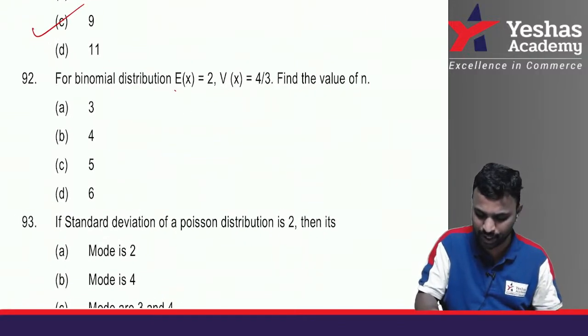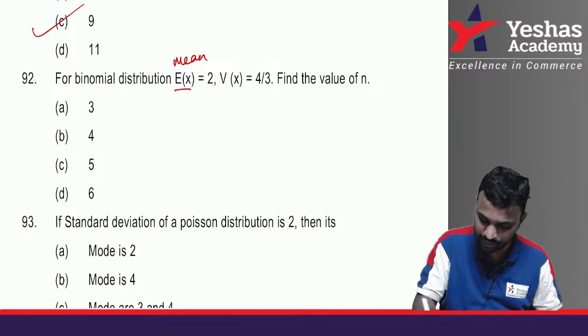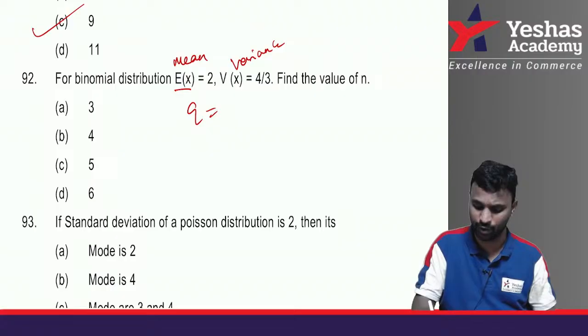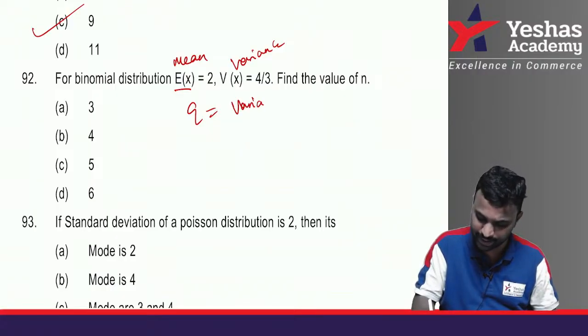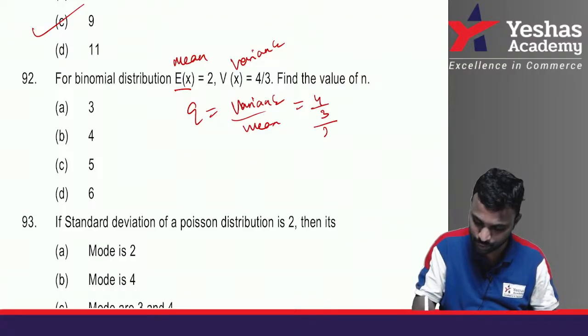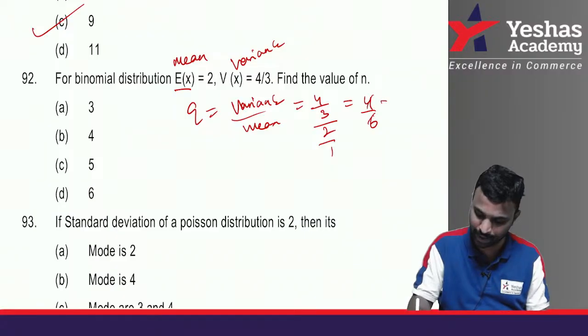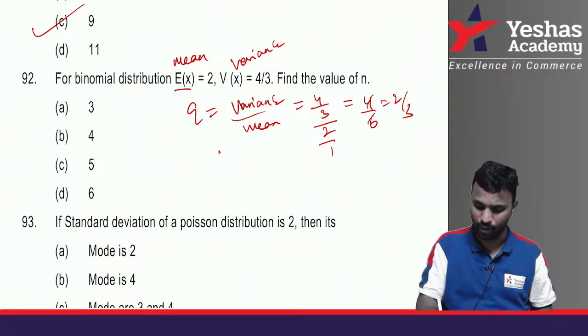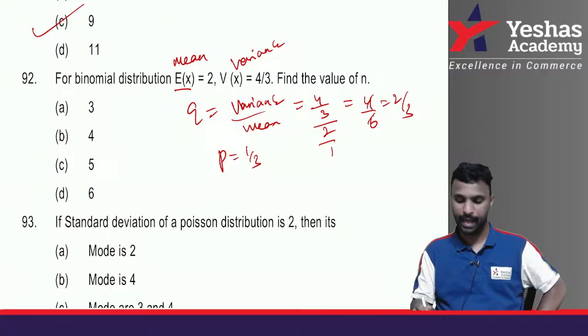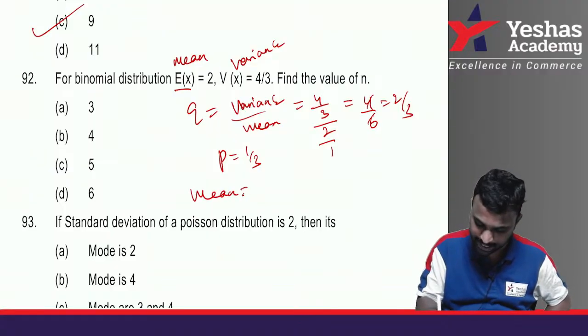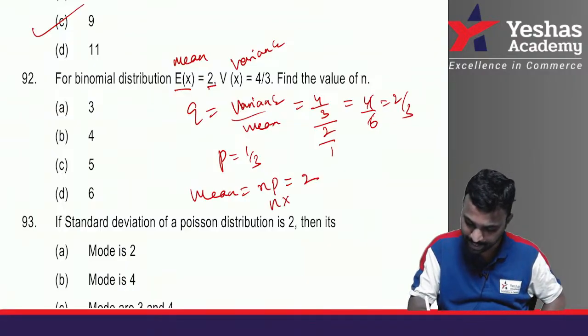For a binomial distribution, E of x means mean, V of x means variance. Whenever mean and variance are given, you can find out q quickly. How do you find it? Variance by mean. Yes or no? Variance by mean. So variance is 4 by 3, mean is 2. I can write it as 2 by 1. So 4 by 6, which is nothing but 2 by 3. Guys, when q is 2 by 3, what is p? 1 by 3, isn't it? Now, mean is n into p, which is equal to 2, because mean is given as 2. p value is 1 by 3, so therefore n is equal to 6.